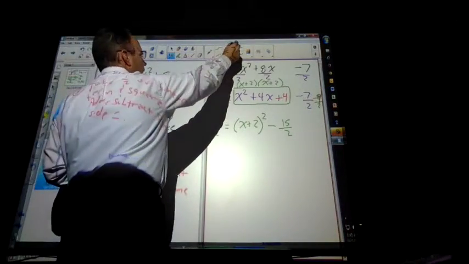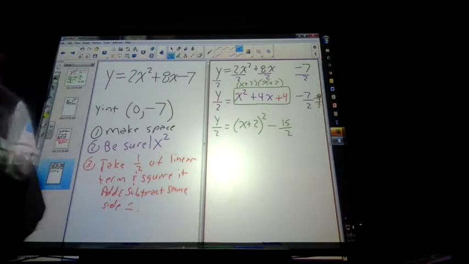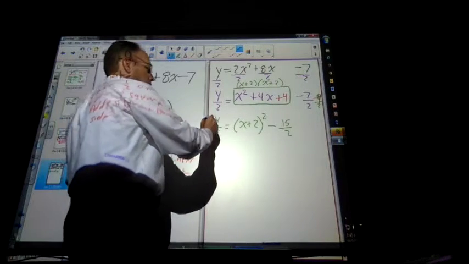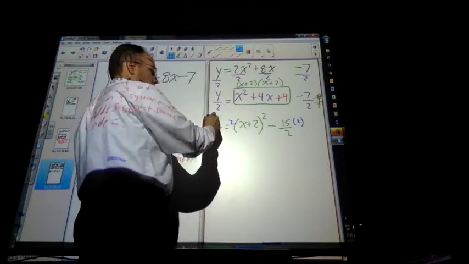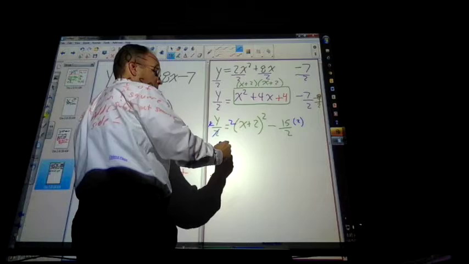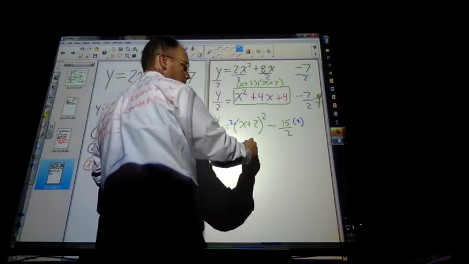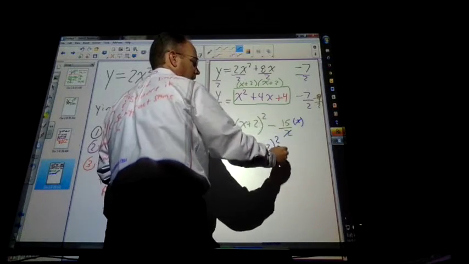Last step, let's get y all alone. So y divided by 2. How do I undo y divided by 2? Multiply. So I'm going to take all the terms multiply by 2. This is going to cancel here. So y is equal to, I'm not going to worry about distributing this over. And this cancels out nicely.